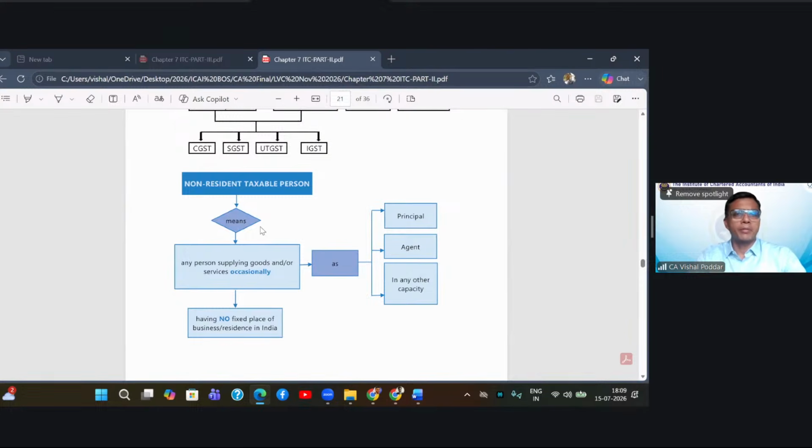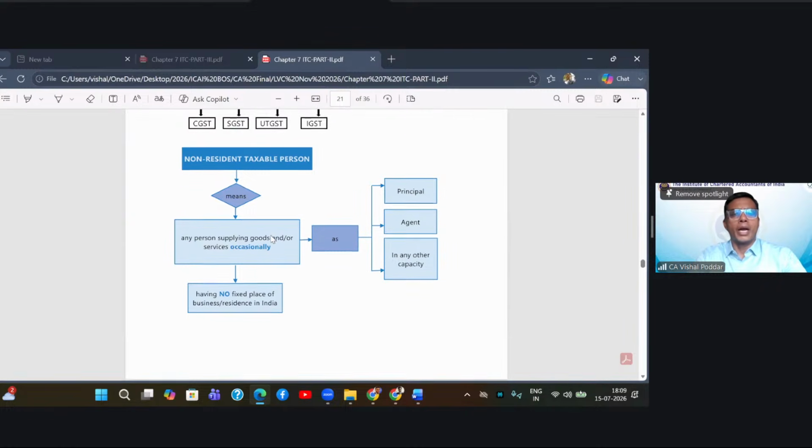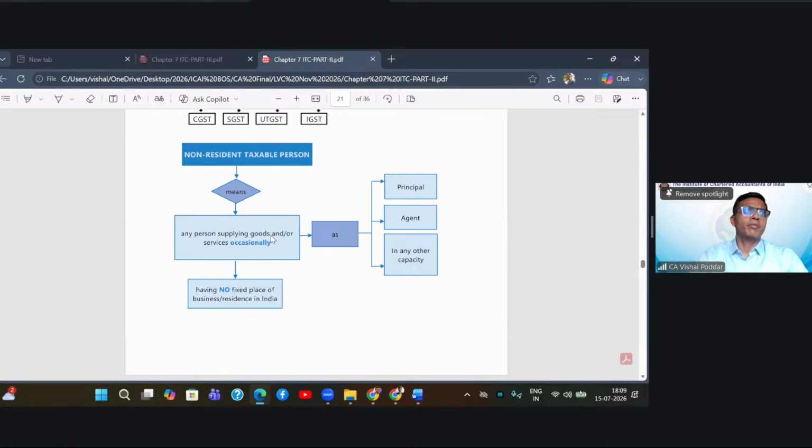Then comes NRTP. So NRTP, these are those persons who are non-residents of India, and they are coming to India for a very small period of time, and they are not having any fixed place of business in India. So they are coming to India for the purpose of participating in some exhibition, where through their stall they will be making outward supply of goods or service for a limited period, that is, the period of that exhibition.